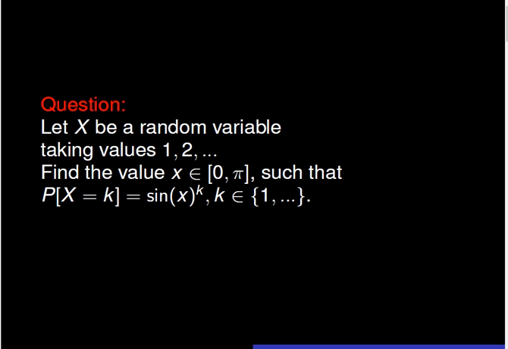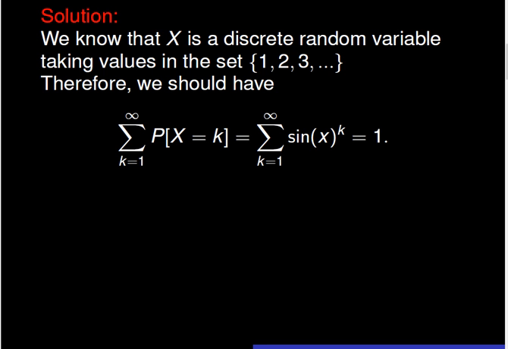Let X be a discrete random variable taking values in the set of positive natural numbers. We are asked to find the value of little x such that the probability of X equal to k is sin(x)^k. In fact, X is a discrete random variable taking values in the set of positive natural numbers.